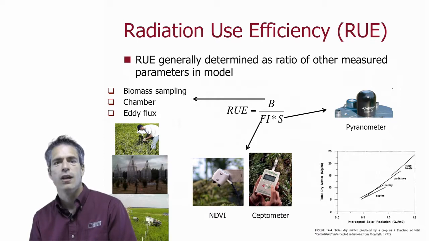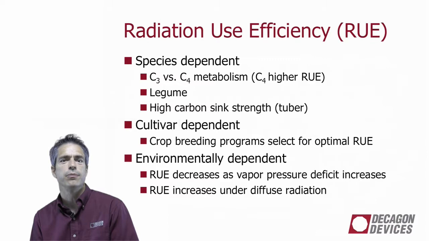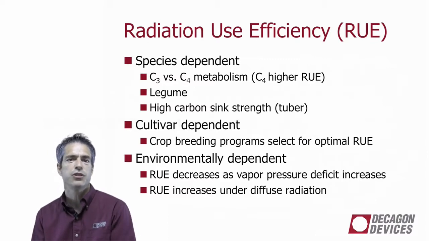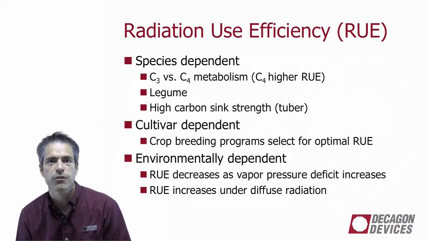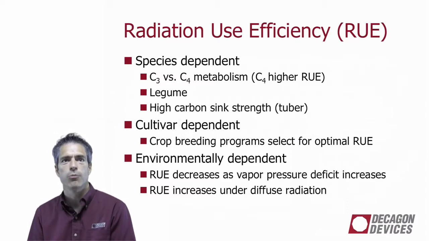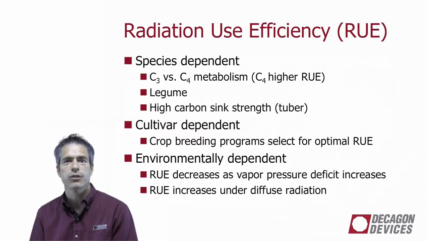Well, let's first talk about some things about the radiation use efficiency where we can just grab some values from the literature and then use those in our modeling. Radiation use efficiency is species specific. C3 versus C4 metabolism, obviously there's a big difference in radiation use efficiency. Legumes have a lower radiation use efficiency, and things with high carbon sink strength, such as tubers, actually have a bit higher, up toward the C4 range of RUE.